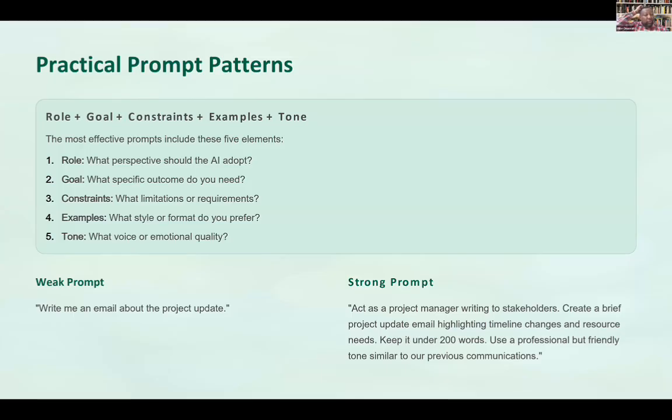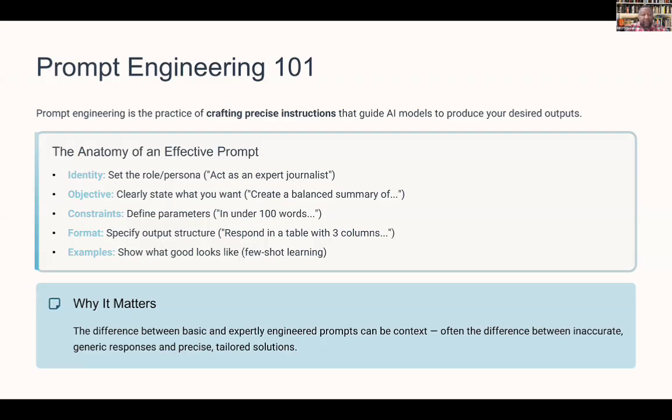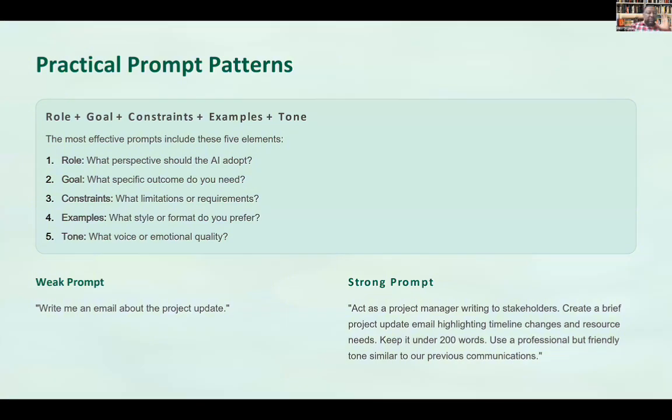So when you want to prompt with any AI tool, remember, I gave some examples here. You must have a persona, you must have an objective, you must have a format, you must have some examples. So this is how it should go. Your prompt must have the following elements. What do you want AI to adopt? What specific outcome do you desire? What are your limitations? So instead of writing a prompt that says, write me an email about the project update, you want to give it context.